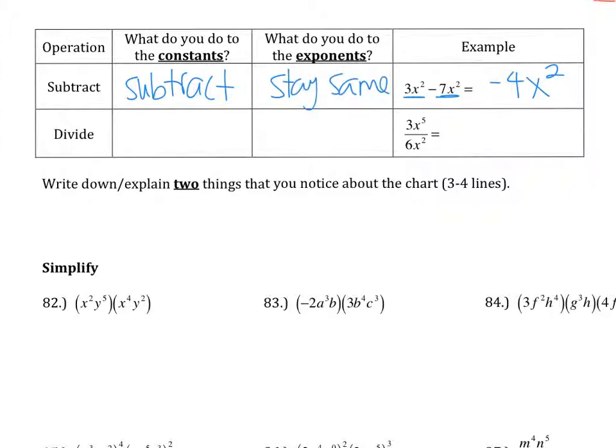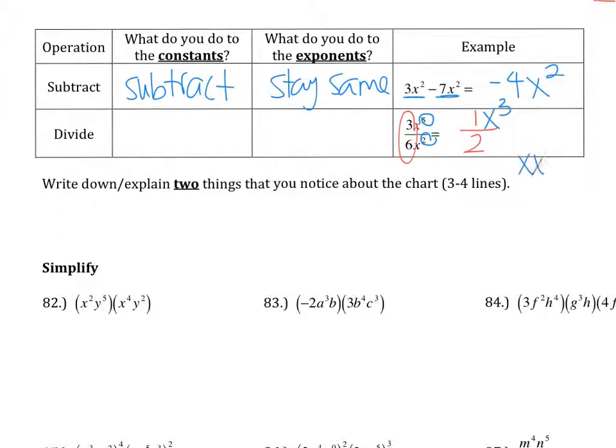just like the addition. So for dividing, we have 3x to the 5th over 6x squared. We are going to take 3 over 6 and simplify to 1/2. And then our exponents, the exponent rule for division is that we are going to subtract those exponents. So 5 minus 2 is 3. So it's going to be x to the 3rd power.